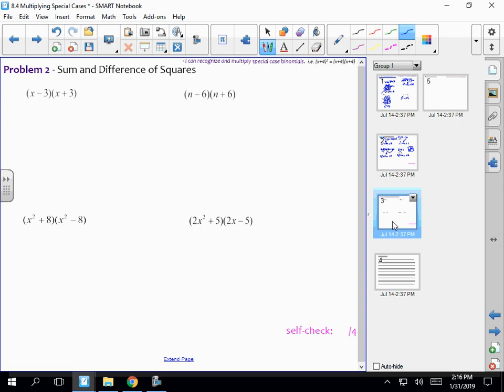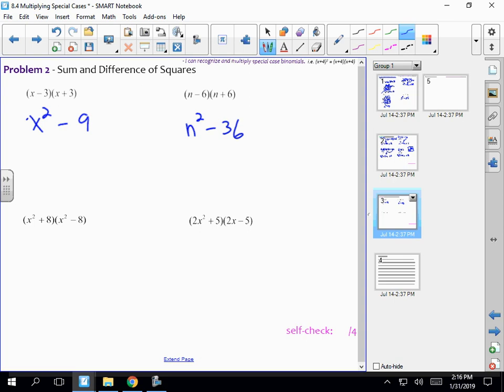Because there are a couple of tricky things that come up in these bottom two. So the top one, what's this one going to equal using our little shortcut? X squared minus 9. The x times the x gives me the x squared. The negative 3 times the 3 gives me the negative 9. What happened to the middle terms? One of them was positive 3x and one was negative, and they canceled out. Okay, what about here? n squared minus 36. And it's as easy as that.